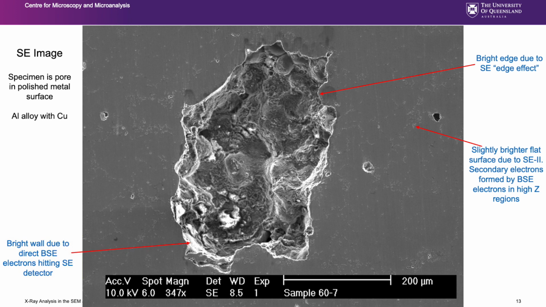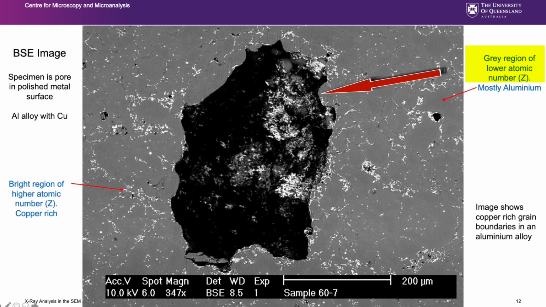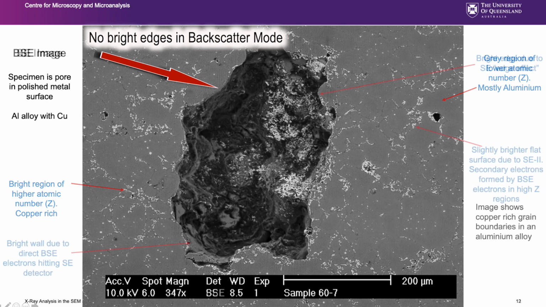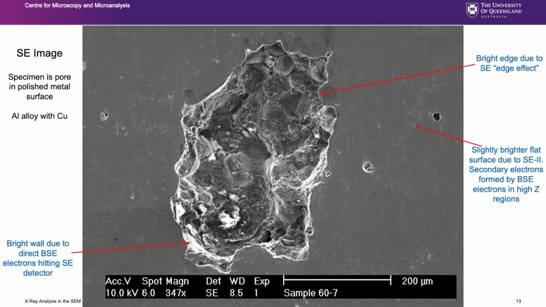You can also see around the whole pore space or hole that there's a bright white edge. That is the edge effect we've talked about. We can see it clearly in this. If you go back to backscatter, you can find regions like here at say 10, 11 o'clock where you can see the edge of the hole and it's not bright. No edge effect in backscatter. Go to secondary, the whole edge is white due to edge effect.